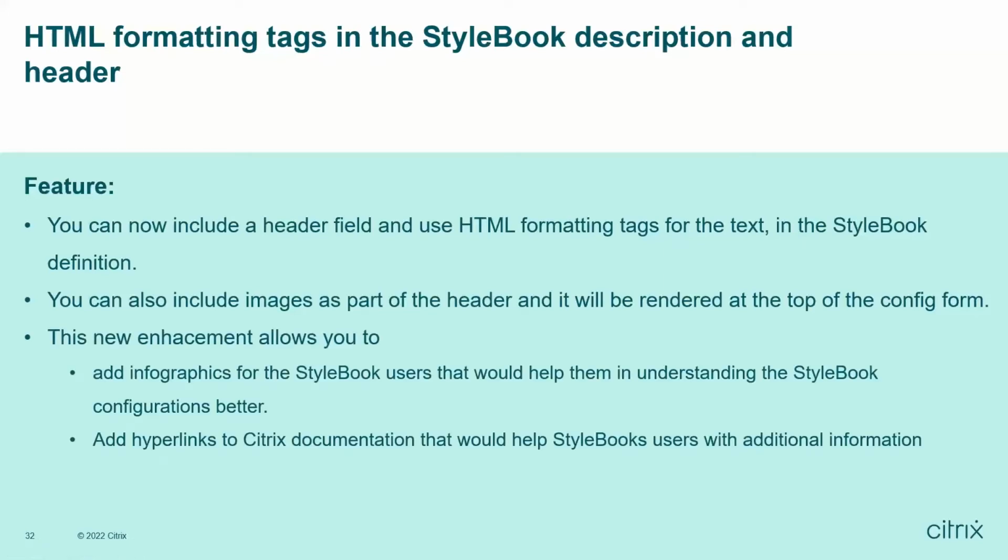So with this, you can add different kinds of infographics. The use case may be to help your users understand more about what the Stylebook does. If you want to give more information on the feature or the app in which it's deploying, you can write that in the formatted HTML tag. You can also insert certain images for better understanding. You can also add hyperlinks. So you can give a hyperlink to a Citrix doc if you want the user to go ahead and read some more information before executing it.